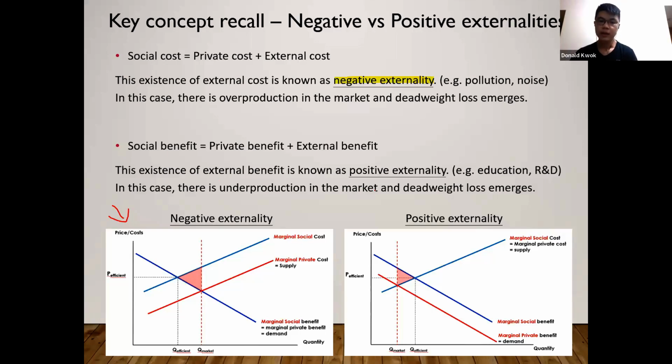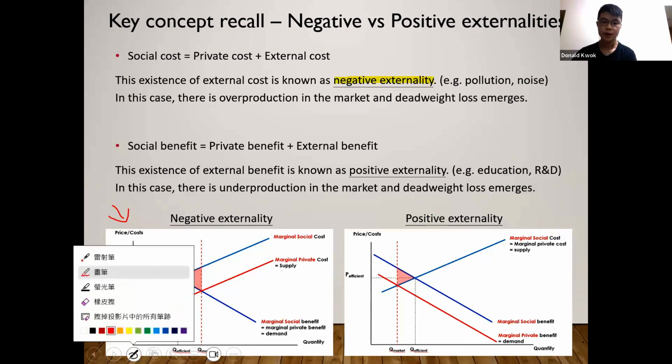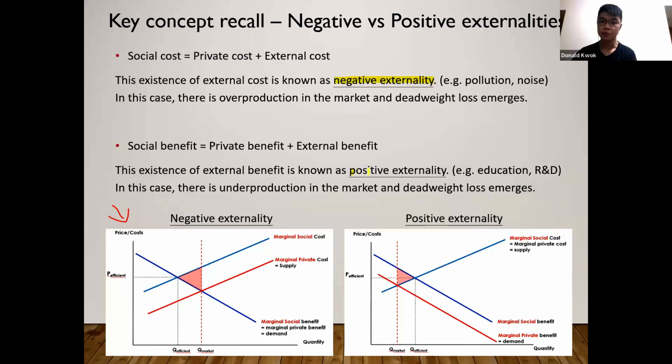On the other hand, when there's external benefit in society, then there will be divergence between social benefit and private benefit, and this gives rise to the problem of positive externality. The examples I put down here are education or research and development. Referring to the diagram on the right-hand side, when there is external benefit in society, the market quantity is lower than the efficient level. Then there's underproduction in the market, right? And since the market quantity deviates from the efficient level, again, deadweight loss will emerge. This time, the deadweight loss will be the triangle to the left-hand side of the efficient point when there's underproduction.